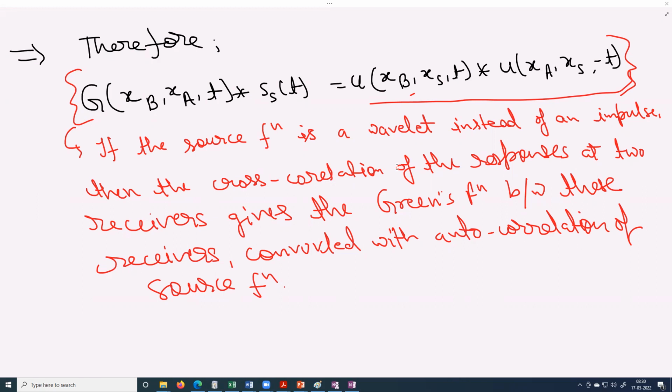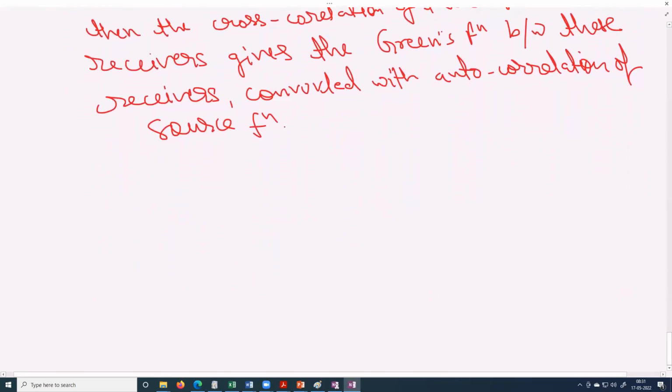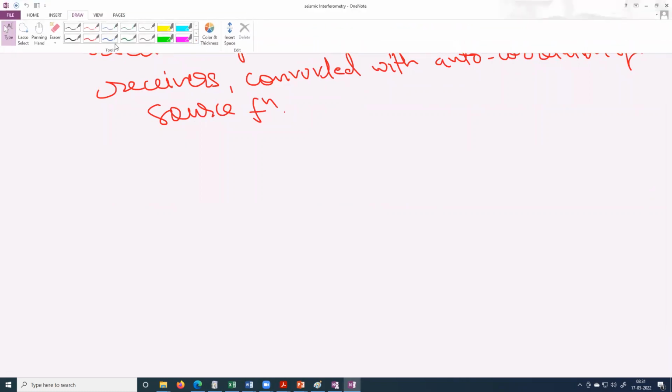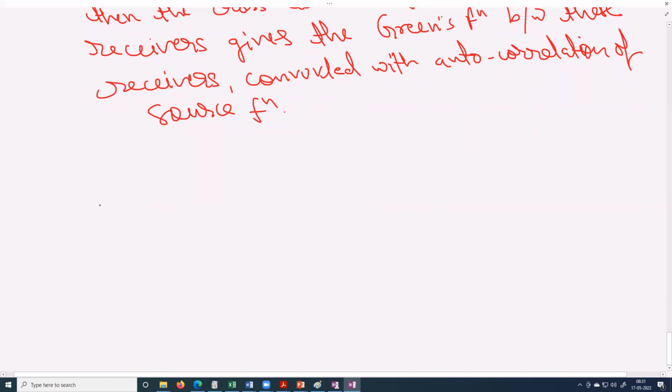Now I am back. So we have seen the case where the source is a wavelet source: if the source function is a wavelet instead of an impulse, then the cross correlation of the responses at two receivers gives the Green's function between these receivers convolved with the autocorrelation of the source. So now let's move ahead and take a real data example.